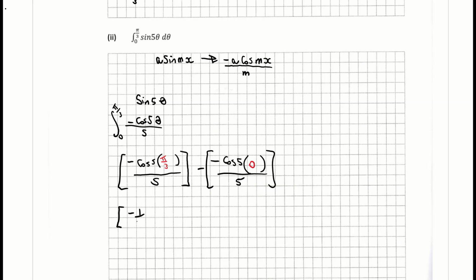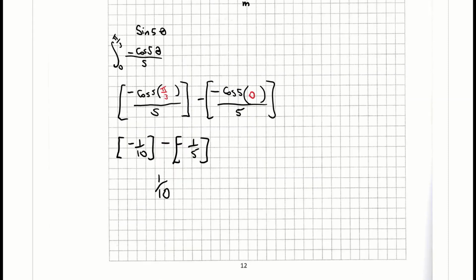That's giving me minus 1/10 minus 1/5. So those two minuses will become a plus and it'll become 2/10. So minus 1/10 plus 2/10 is giving me positive 1/10. And that's our answer for part 2. So 6 part A is done. Let's scroll down now and have a look at part B to question 6.